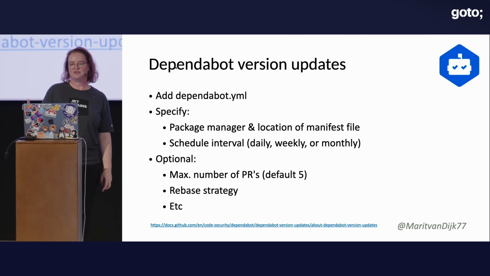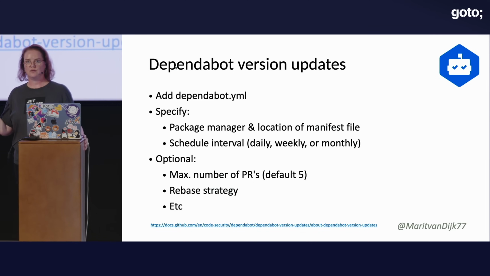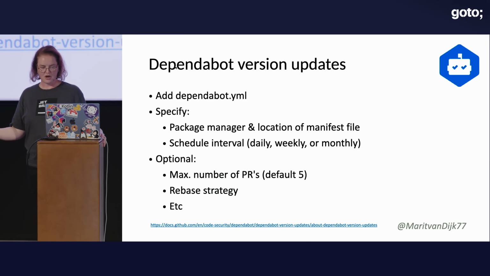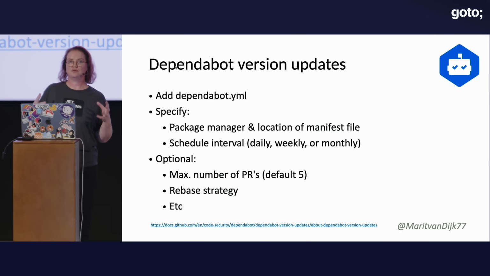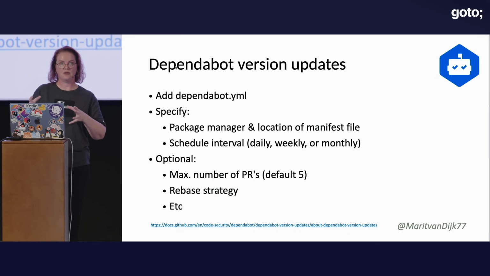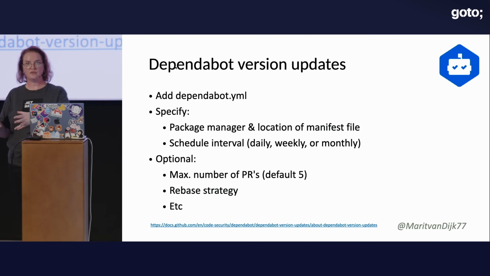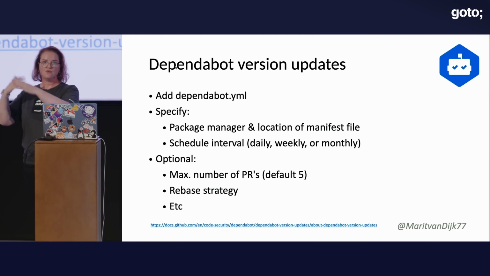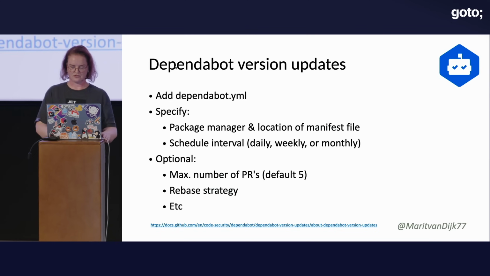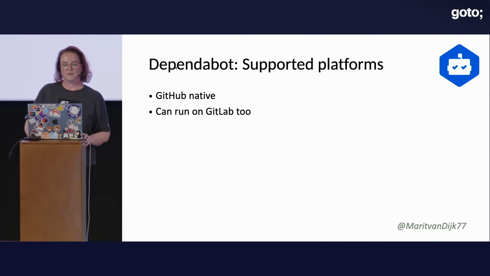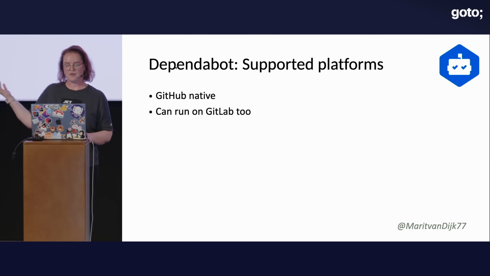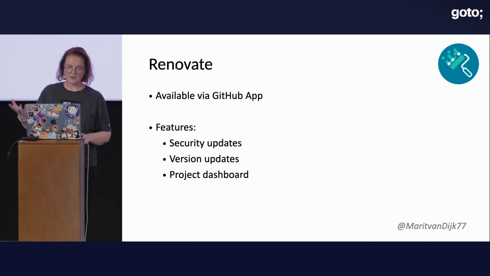But anyway, we use it for configuration. It has white space that has meaning, which is all sorts of fun. And you need to specify the package manager and the location of your build file, the schedule with which you want it to run, and you have some additional optional configuration, like what is the maximum number of PRs that you want in order to not get overwhelmed. Do you want it to automatically rebase or not, etc. It's GitHub native, but you can also configure it to run on GitLab if that's what you're using. But you have other options.